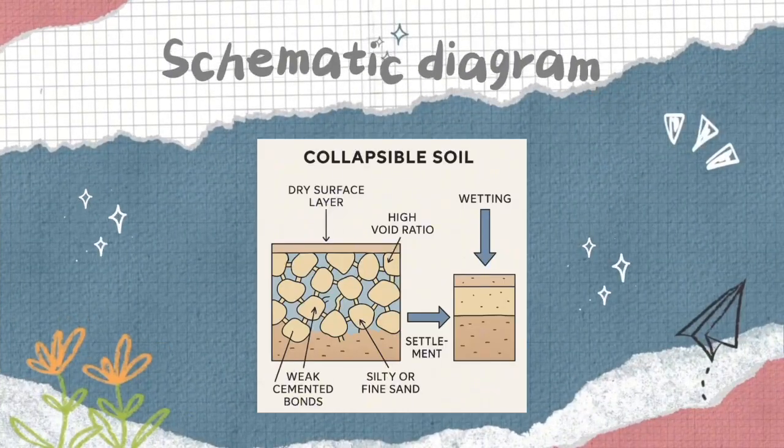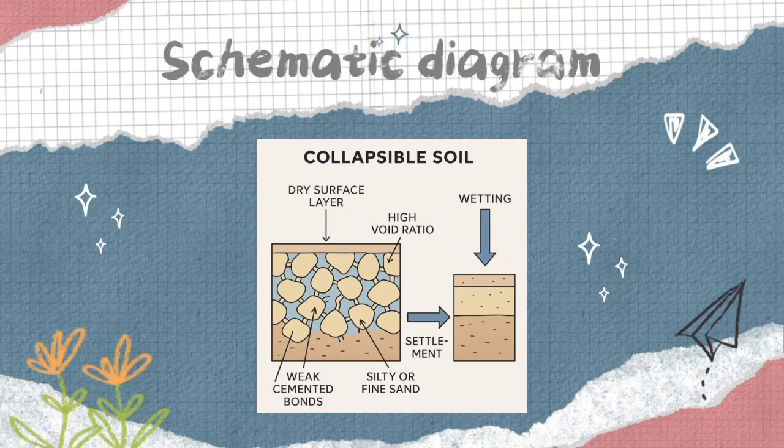Next, this is a schematic diagram of collapsible soil. From the left side, it is the collapsible soil structure before wetting. At high void ratio, that means the soil particles are loosely packed with many air gaps, which is void in between. At weak cemented bonds, that means the soil grains are held together by fragile connections like clay films, salt crystals, or other temporary cements. These bonds are stable in dry condition but dissolve or weaken when water is introduced.